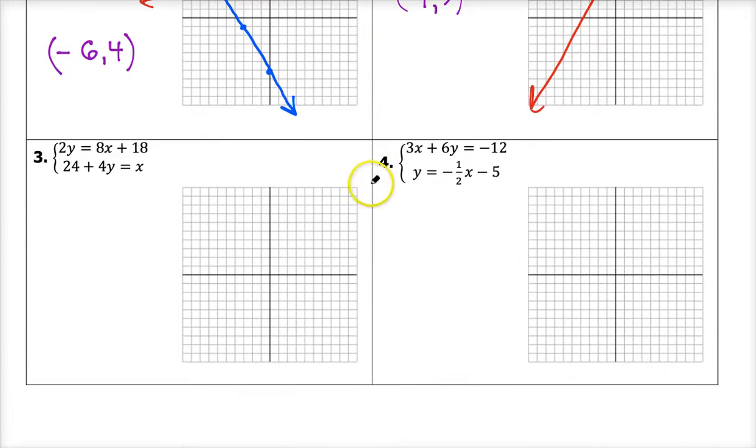Okay, number three, we have the equation 2y equals 8x plus 18 for our first equation. I need to get this in slope-intercept form before I can graph it. All I need to do is divide everything by 2 to get y by itself. So that's going to be y equals 4x plus 9.